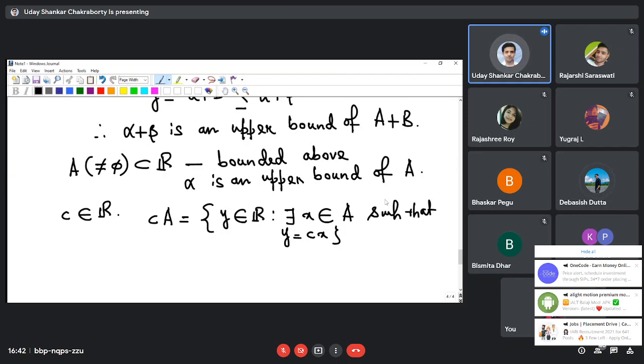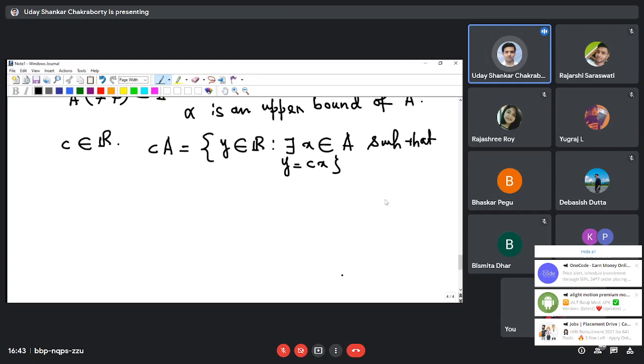Okay, Bhaskar. Yes, sir. Absolutely, it is bounded above. Okay, can you give me an upper bound? Yes, sir. One of the upper bounds we can give is C into alpha. Okay, so Bhaskar said that it is bounded above. Okay, let me show you. You please mute yourself.